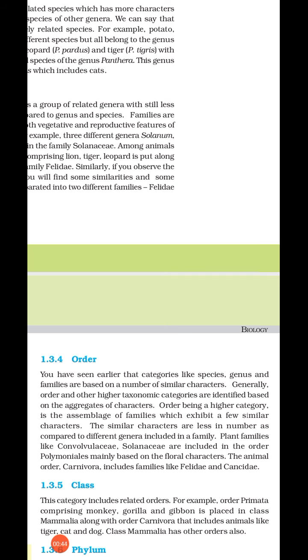When you compare the categories like species, genus, families, etc., all are based on some similar characters, isn't it? Order or other higher categories are identified based on the aggregate of characters, which means the similarities will be very less, isn't it? So aggregate of characters will be taken for classification. And an order contains many families, which share very few similar characters.